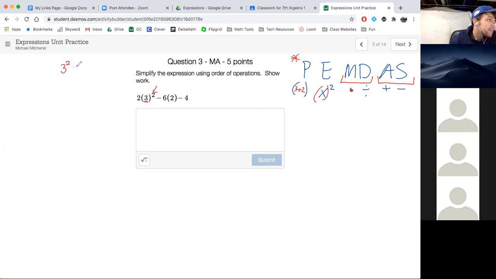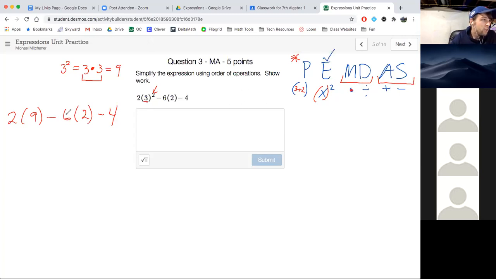Remember, 3 to the second power means 3 times 3, which is 9. The exponent tells me how many times to multiply that number together. So in this case, it's 2, so there's 2 of them multiplied together. So this becomes 2 times 9 minus 6 times 2 minus 4. So now we've taken care of our exponent.